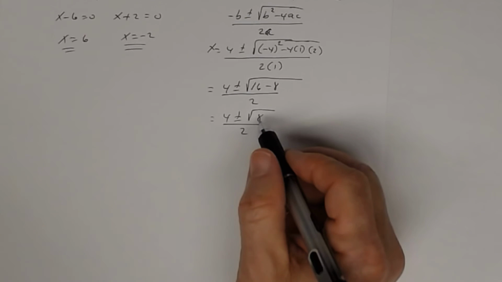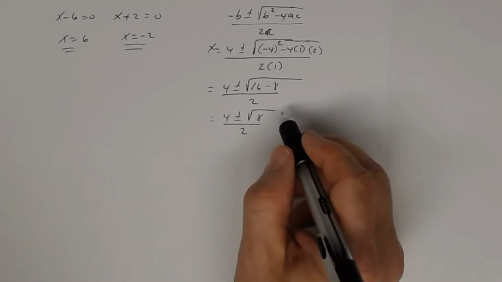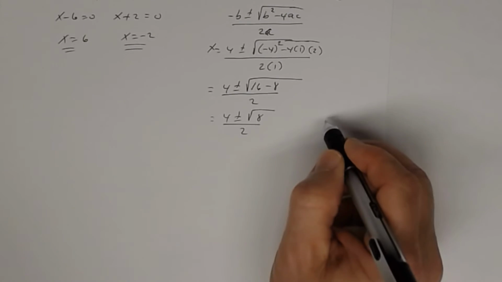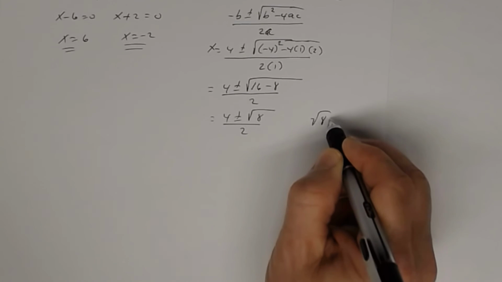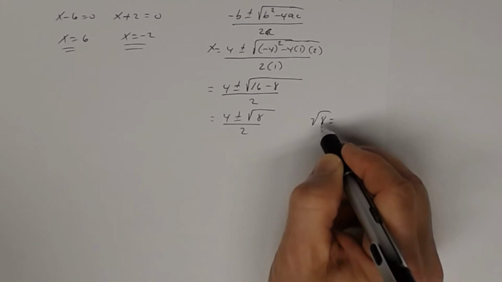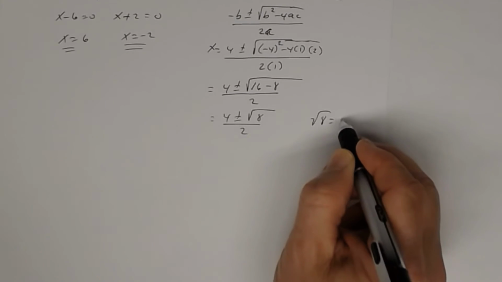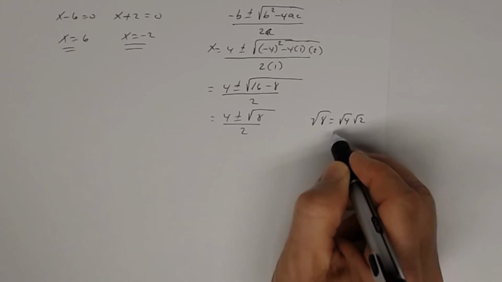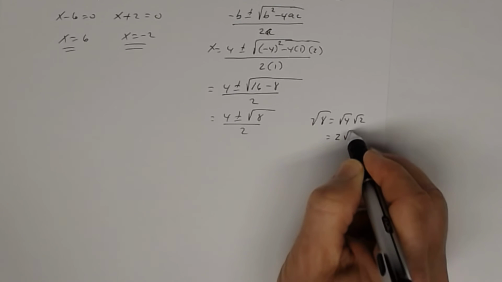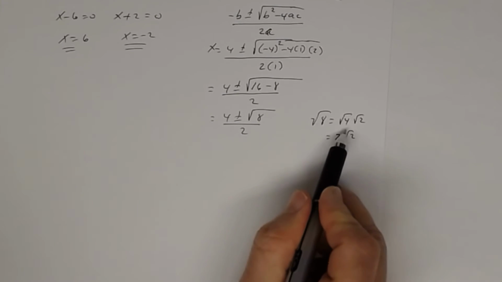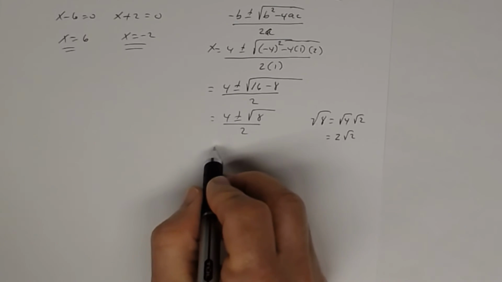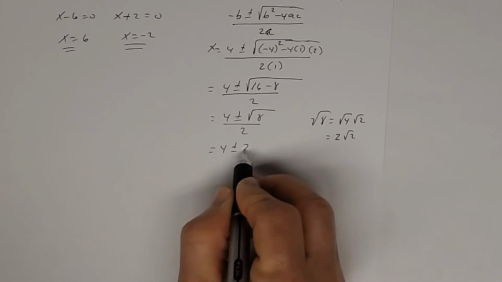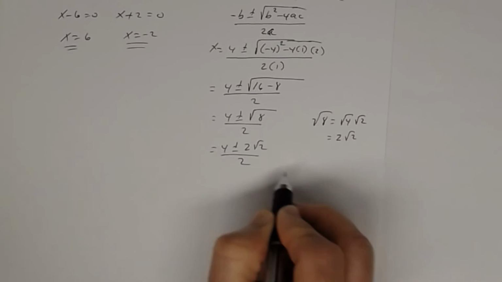Remember, one of the things you've learned was simplify as much as possible. So let's see if we can simplify this radical. The square root of 8 can be simplified because the largest perfect square that goes into 8 is 4. So I can write this as square root of 4 times square root of 2. 4 times 2 is 8. Square root of 4 is 2, so I get 2 square root of 2. So the square root of 8 I'm going to write as 2 square root of 2. So that becomes 4 plus or minus 2 square root of 2 divided by 2.